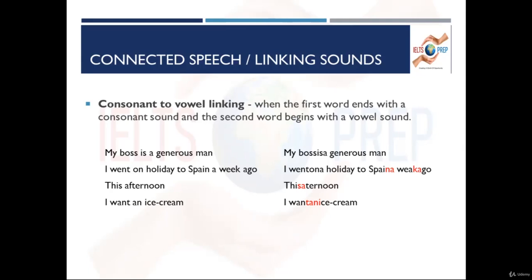Okay, so let's have a look at these examples. My boss is a generous man. Now, if you look, you've got the word boss. The last sound that we hear in the word boss is an S. It's a consonant. And the next word starts with an I. It's a vowel, is. So we're going to put those two together. And also, if you look at the word is, it ends in a consonant, and the next word is a vowel. So we're actually going to put all of those three words together, and it's going to sound like one word. So my boss is a, boss is a, boss is a.